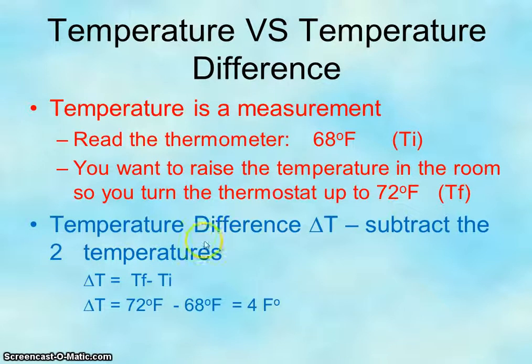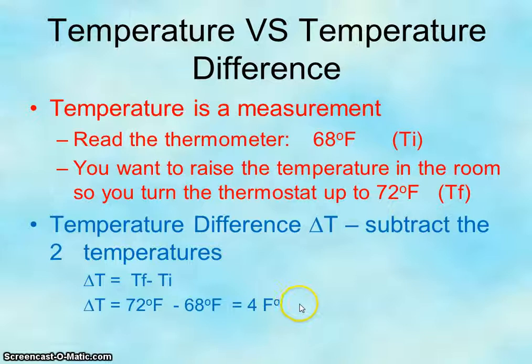Now the temperature difference, what we do, this little sign here, remember that little triangle? That is a delta. That's a Greek letter. And when you see that used in math and science, it means that you're going to subtract something. So we normally subtract final temperature, that means the last one, minus the initial. So if we want to find the temperature difference for our room, 72 degrees Fahrenheit minus 68 degrees Fahrenheit, subtract those two, and you get 4 Fahrenheit degrees.